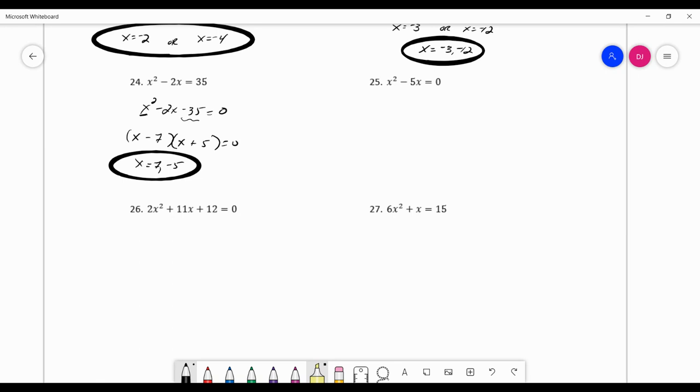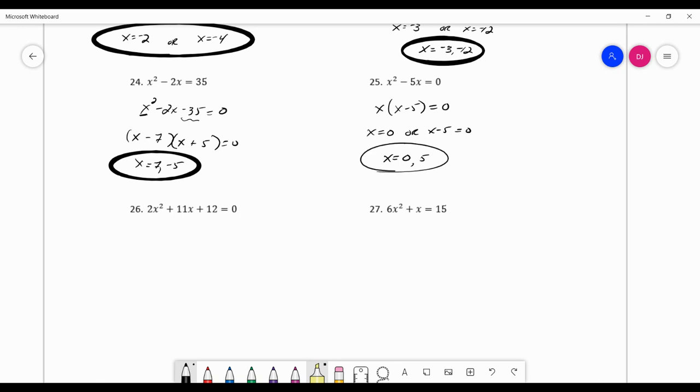I should be able to just finish these steps out. 25 is going to look a little bit different because there's no constant term, right? I don't need to factor the quadratic. I just have the two terms, x squared minus 5x. What can I factor out of each of those two terms? I can factor an x out of each. X squared divided by x is x. Negative 5x divided by x is negative 5. And so x times x minus 5 equals 0. So either x equals 0 or x minus 5 equals 0. So x is either equal to 0 or 5.